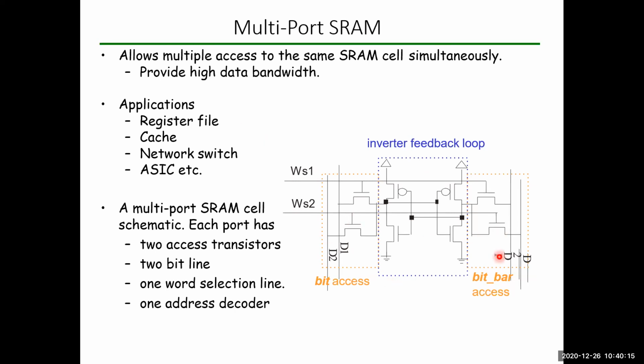SRAM cells are used as register files and cache, and they can also be used in network switches and ASICs. ASIC means application specific integrated circuit.